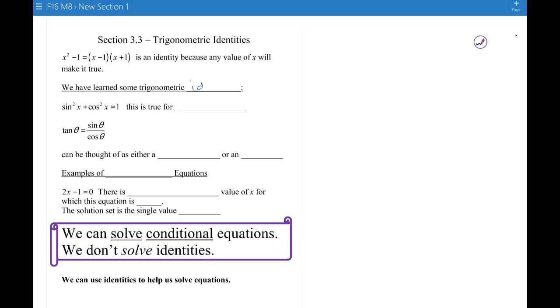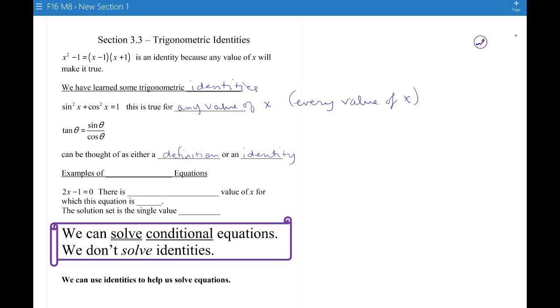So we have learned some trigonometric identities that will continue to come in handy. So sine squared x plus cosine squared x equals 1. This is true for any value of x. Or you can say for every value of x, whichever way makes more sense to your brain. We've learned that the tangent of theta equals the sine of theta over the cosine of theta. And this can be thought of as either a definition, so we learned it as a definition, but it's also an identity. It's true for any value of theta.